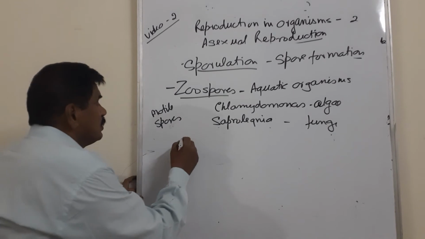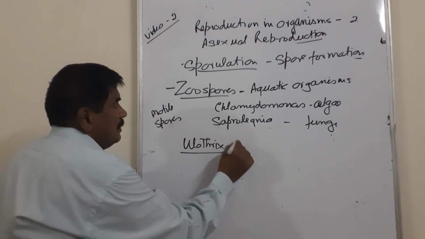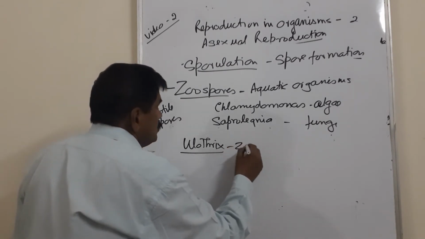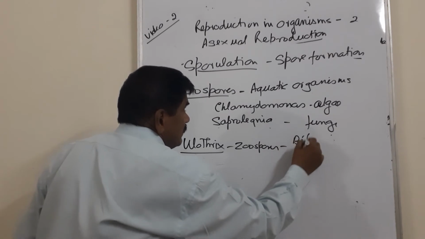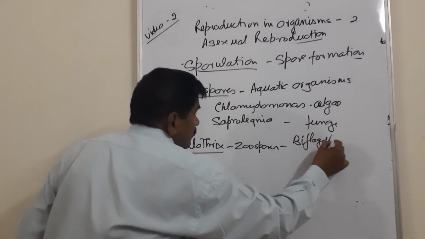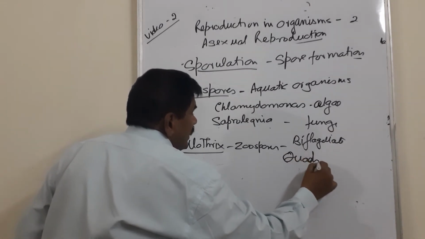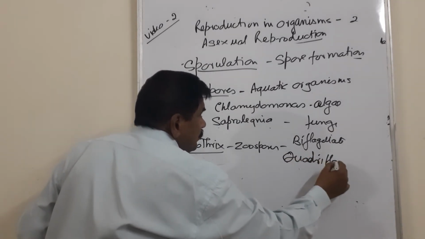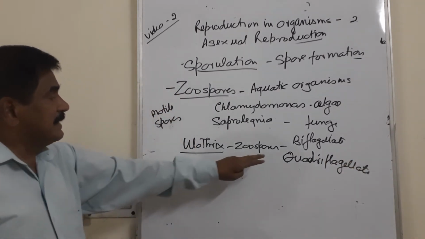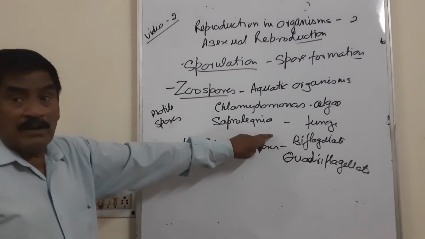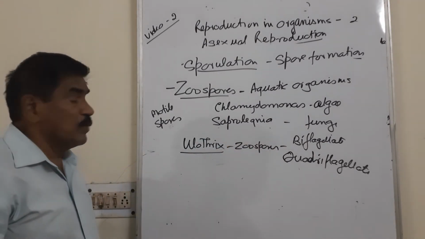Say in Vaucheria, the zoospores may be biflagellate, may be quadriflagellate. Quadriflagellate means that is 4 flagella, or biflagellate with 2 flagella.